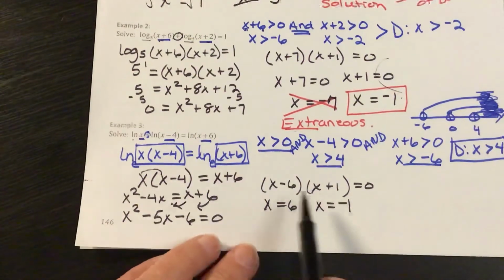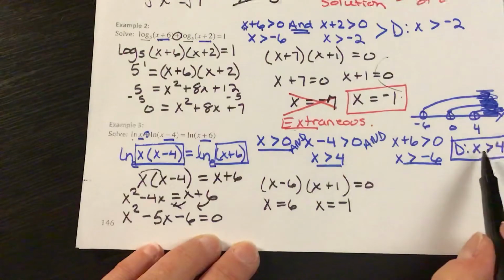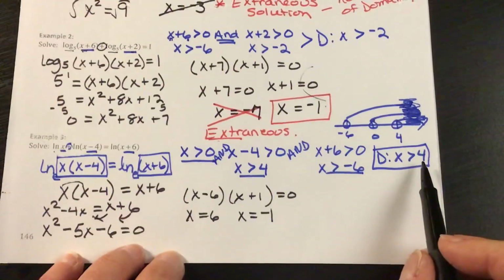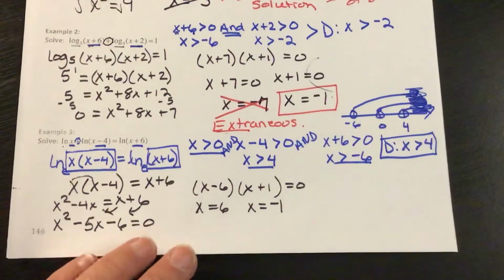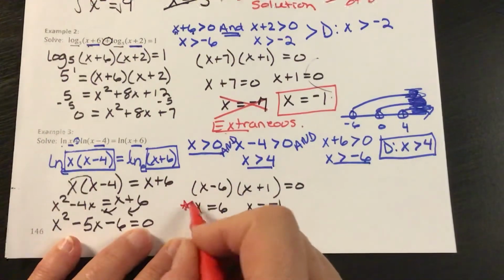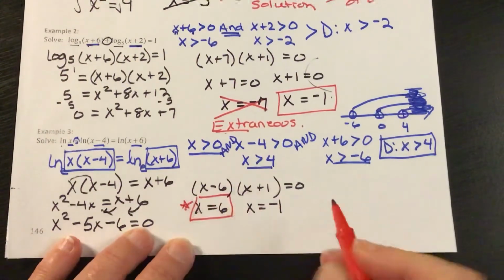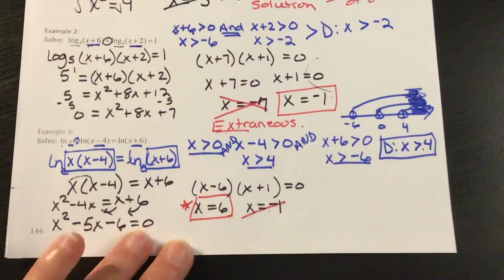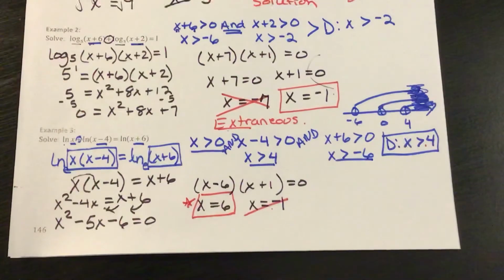Now when I go back and look at my domain, it accepts numbers that are greater than 4. So 6 will work. So this is a solution. But negative 1 is not greater than 4, so this is extraneous.